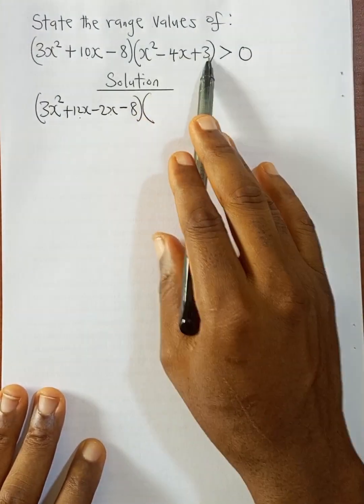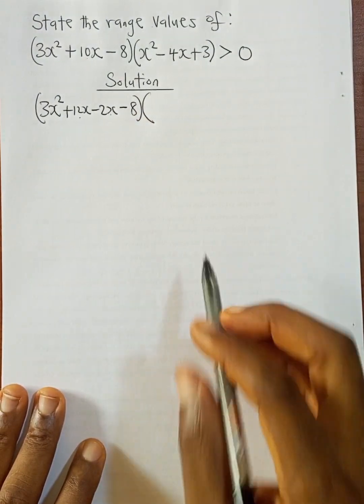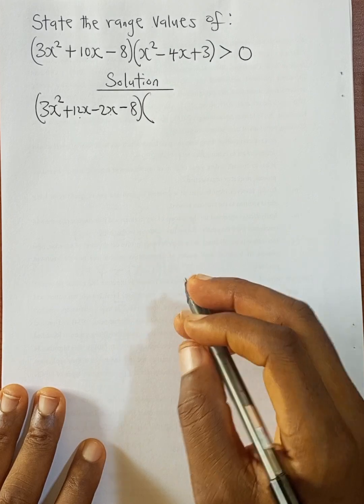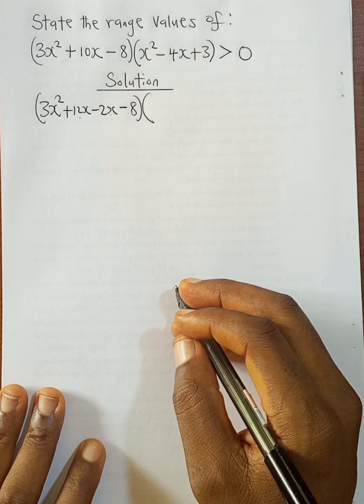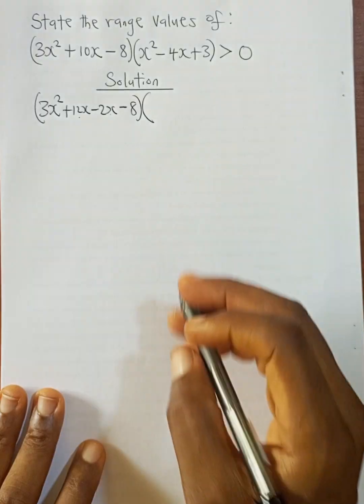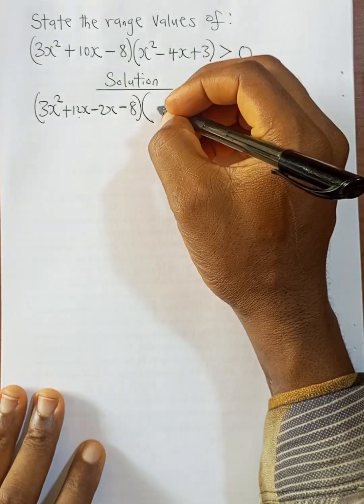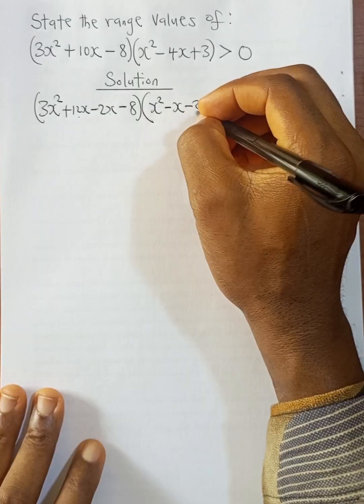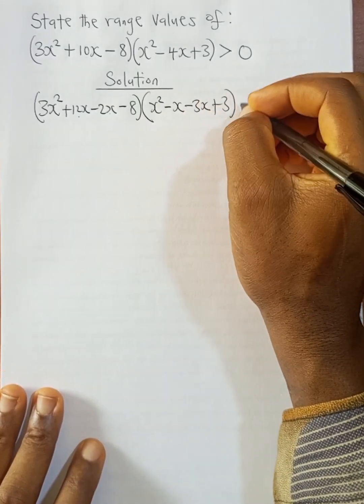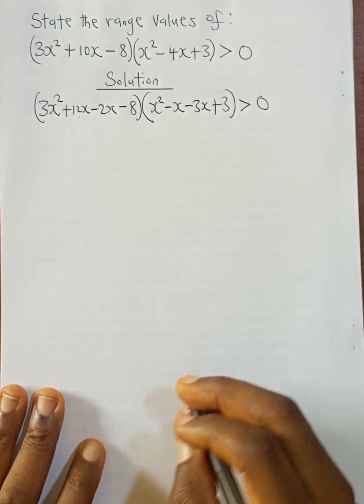Then for this one, numbers that add to give you minus 4 and multiply to give you 3. That should be minus 1 and minus 3. Minus 1 minus 3 will give us minus 4, and minus 1 times minus 3 will give us plus 3. So here we have x squared minus x minus 3x plus 3 is greater than 0.